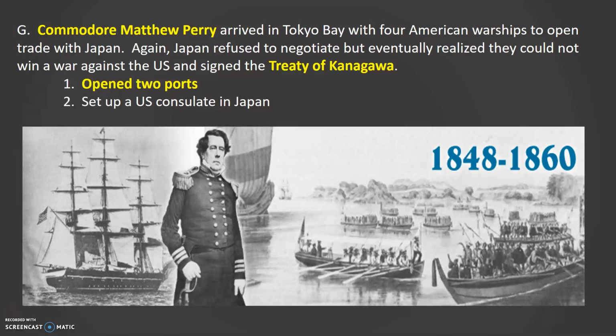So Commodore Matthew Perry is going to arrive in Tokyo Bay with 4 American warships. They are going to be made with steel. We're going to have cannons on these ships. They're going to be met by Japanese wooden ships. So obviously Japan can see that they are not going to be able to win this war.